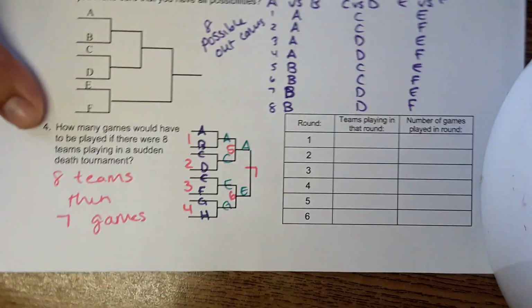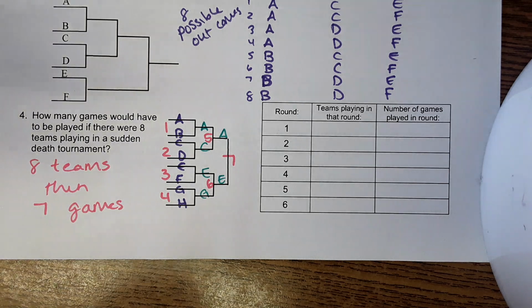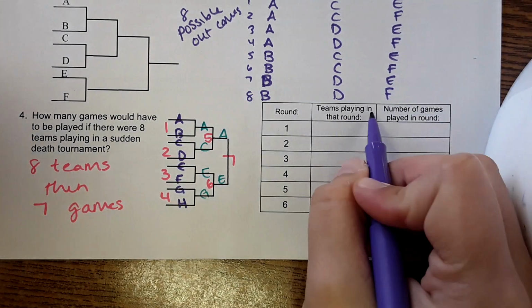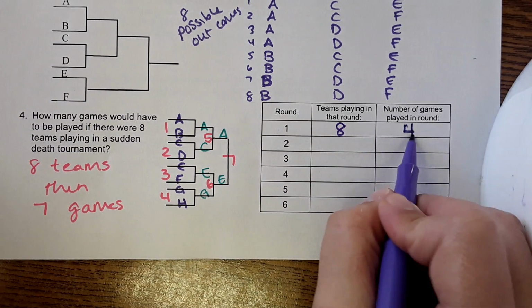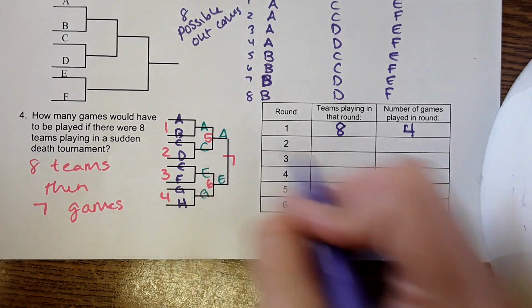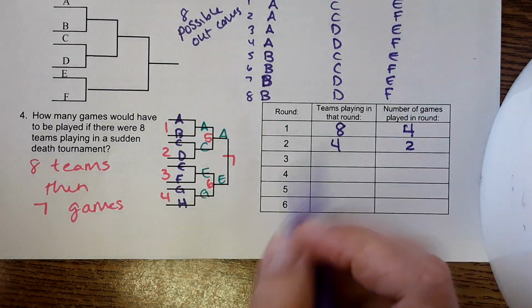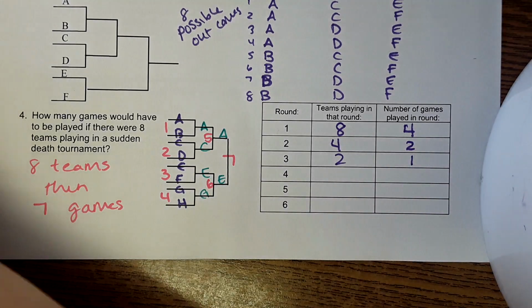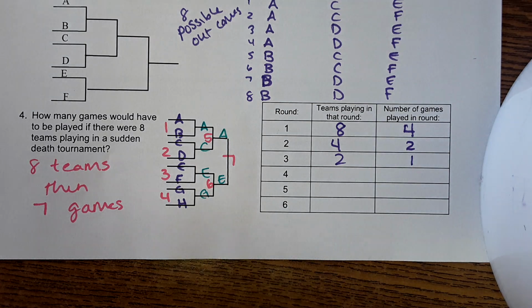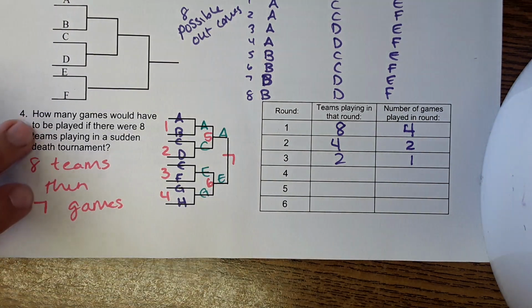And then looking at the table over here, again, we're just looking for patterns, and on the next page, we're going to tie together those patterns and look at what they actually mean. So teams playing in that round. So round 1, there was 8 teams, 4 games. Next round, there was 4 teams and 2 games. And then the final round, there was 2 teams and 1 game. Okay. Now on the next side, or for me, I'm going to flip the page.